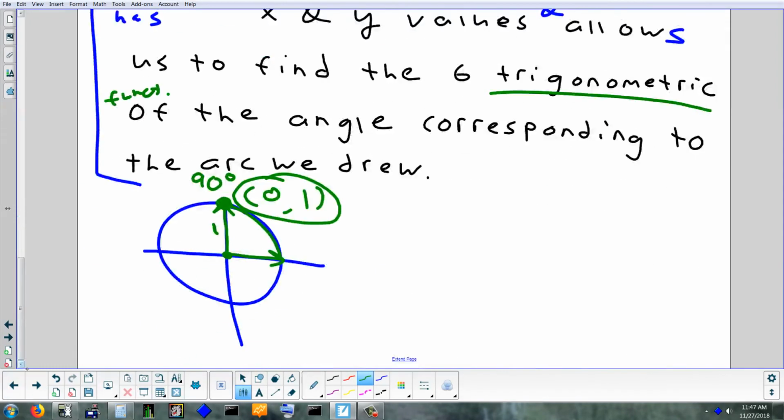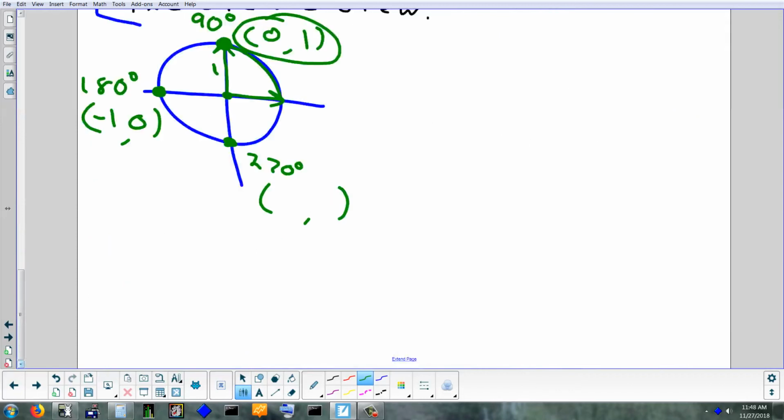What about if you had 180? What would the coordinate be for 180? Wait. It would be negative 1, 0. Yep. Negative 1, 0. How about 270? 0, negative 1. And the first one I didn't do, 0, or 360. It's the same angle.